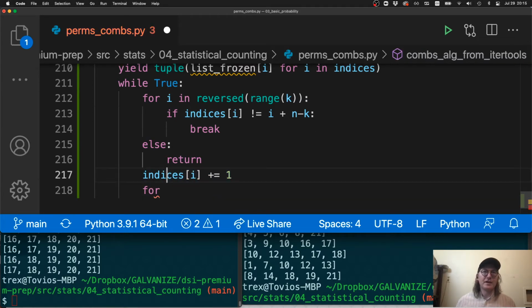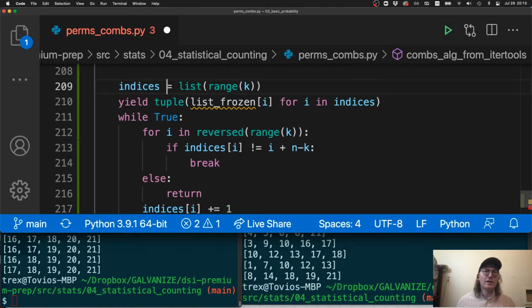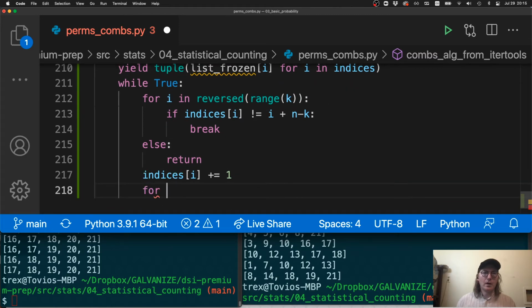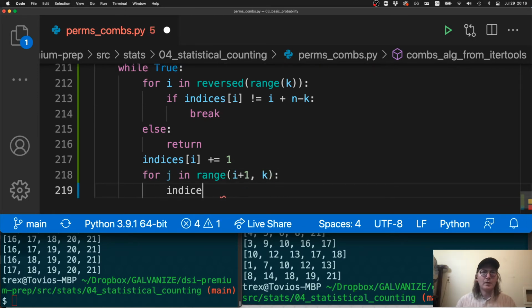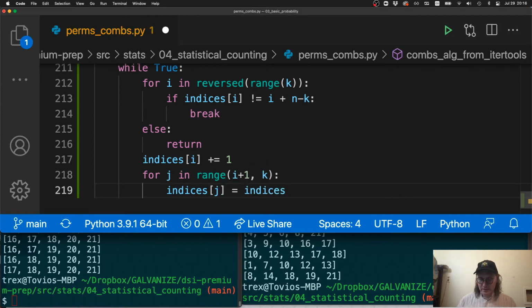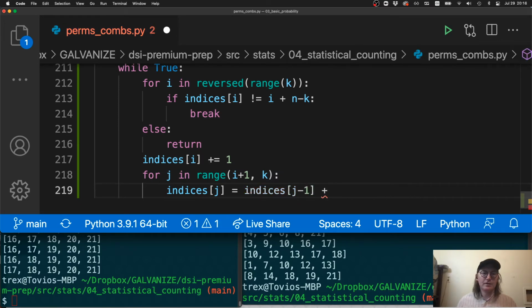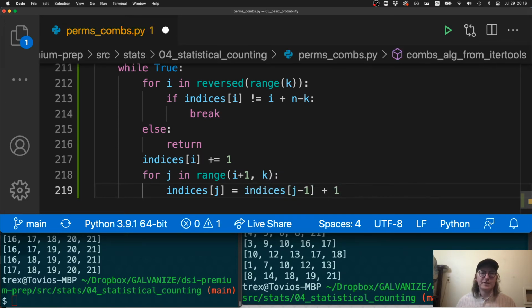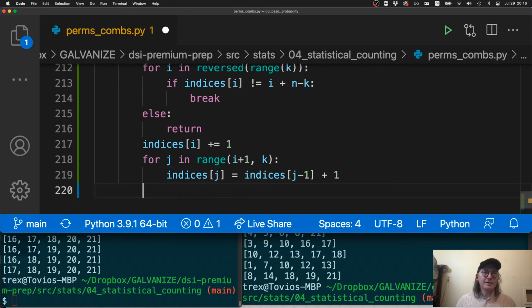And I'm incrementing kind of our pointers as we go for indices sub I. Notice I is going to be changing as we go. And I'm going to say for j in range I plus 1 up to k, indices sub j is going to get indices sub j minus 1. So the state that is in our indices. And we're going to be able to yield.